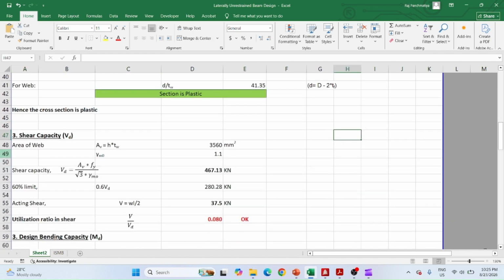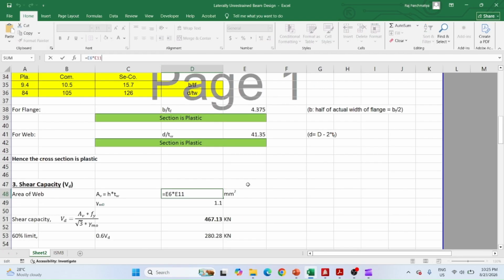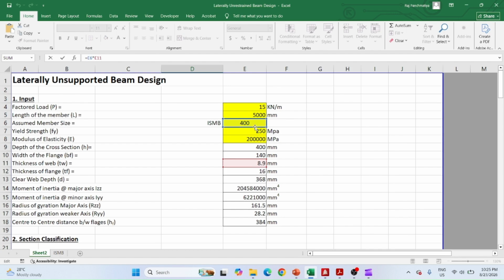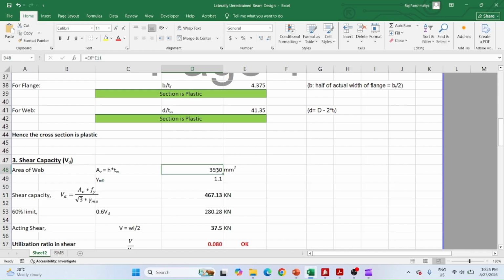Okay, now let's first calculate the ratio for shear. In order to calculate the shear capacity of the beam, the formula given by the code is VD, which is the design shear strength, equal to AV into Fy by root 3 into gamma m0. What is AV? AV is nothing but the shear area. Shear area is given by H into TW. So we'll multiply H, which is 400, by the thickness of the web, which is 8.9 mm. So we will get 3560 mm square.